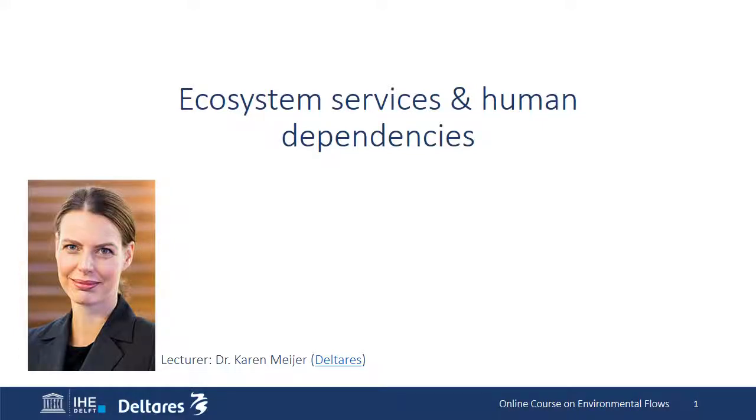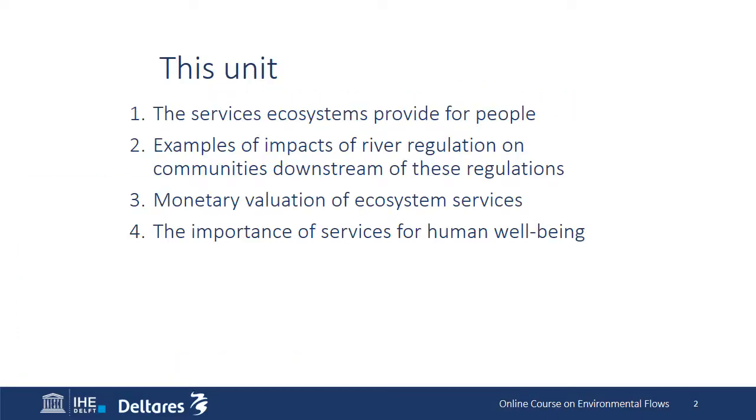This component focuses on the human dependencies on environmental flows through the ecosystem services ecosystems provide for society. The unit has 4 components. We will first discuss what ecosystem services are that people use of ecosystems. Then I will give some examples of impact of river regulation on communities downstream of river regulations. I will tell something about monetary valuation of ecosystem services and about the importance of services for human well-being.